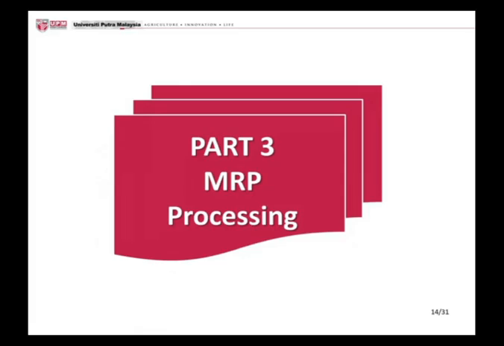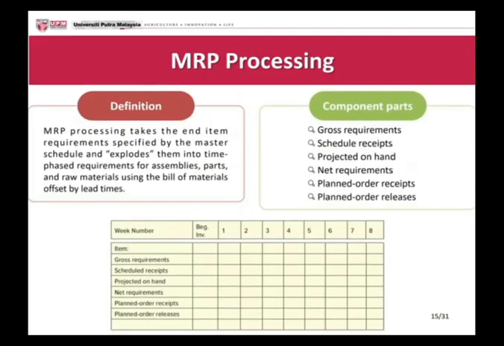Okay, my name is Sangyuan Yu. Next is my presentation. Part 3 is MRP processing. MRP processing takes the end item requirements specified by the master schedule and explodes them into time-phased requirements for assembled parts and raw materials using the bill of materials offset by lead times.